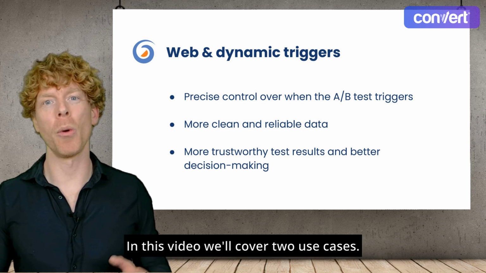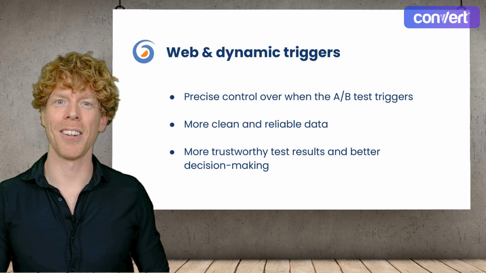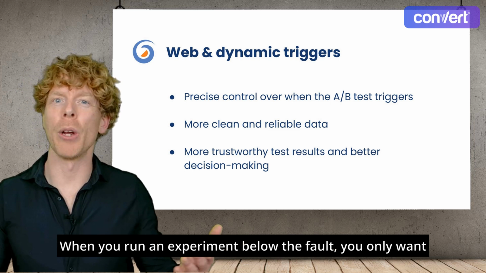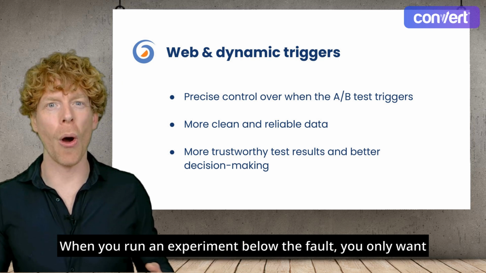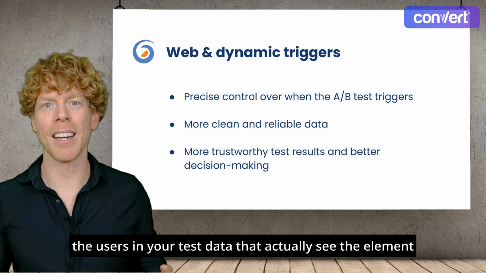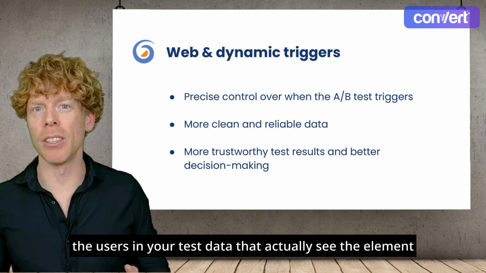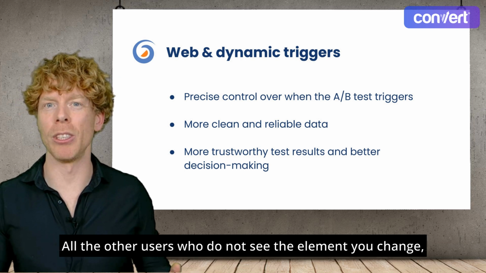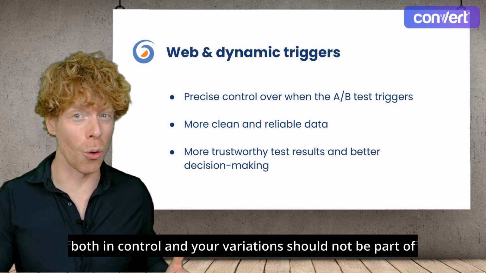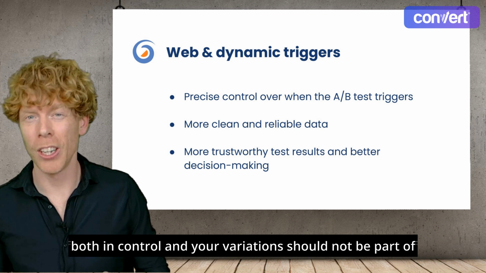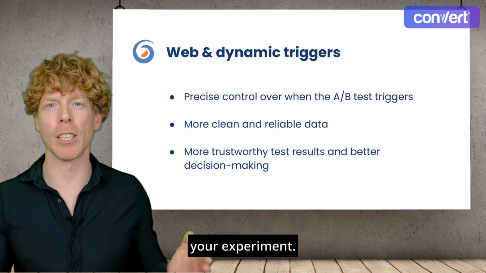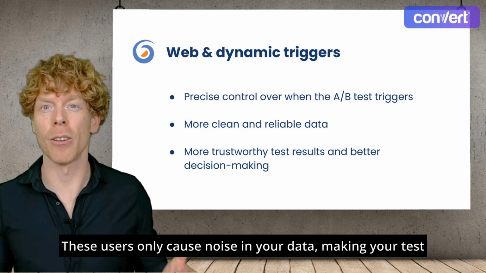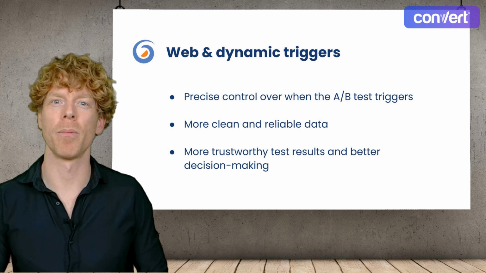In this video, we will cover two use cases. The first will be running an experiment below default. When you run an experiment below default, you only want the users in your test data that actually see the element you change. All the other users who do not see the element you change, both in control and your variations, should not be part of your experiment. These users only cause noise in your data, making your test less reliable.